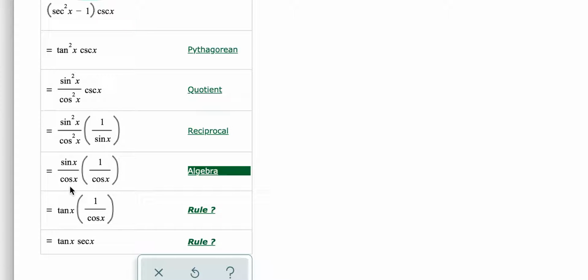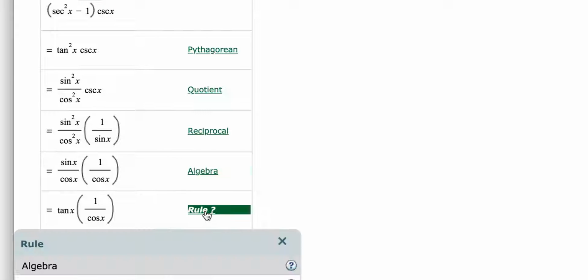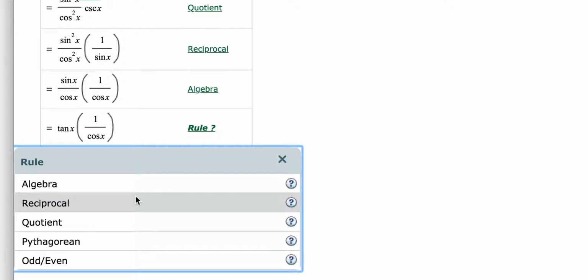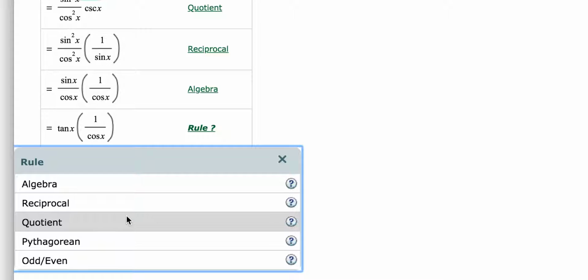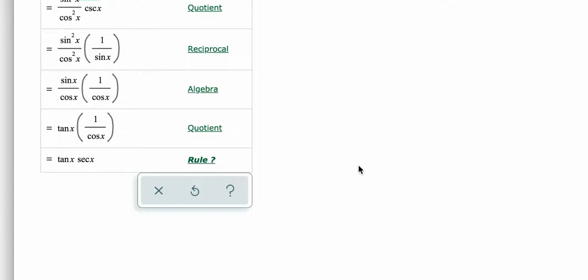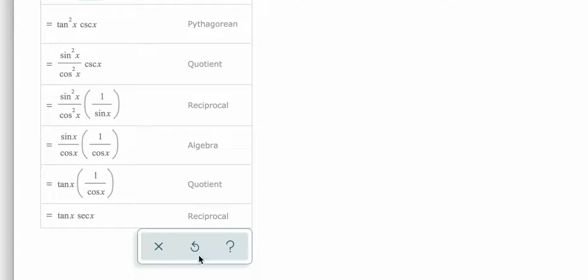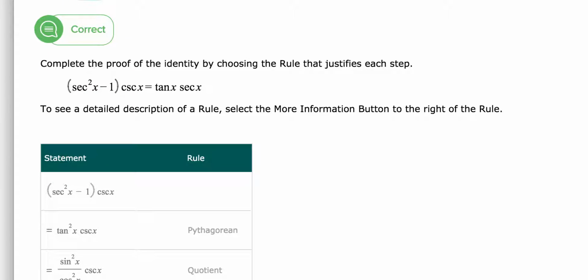And then sine x over cosine x equals tangent x. So that's the reciprocal rule again. Sorry, quotient rule. When we say tangent is sine over cosine, that's the quotient rule. And then for the last part, they use the reciprocal rule again: 1 over cosine is secant. Okay, that's it for that one.